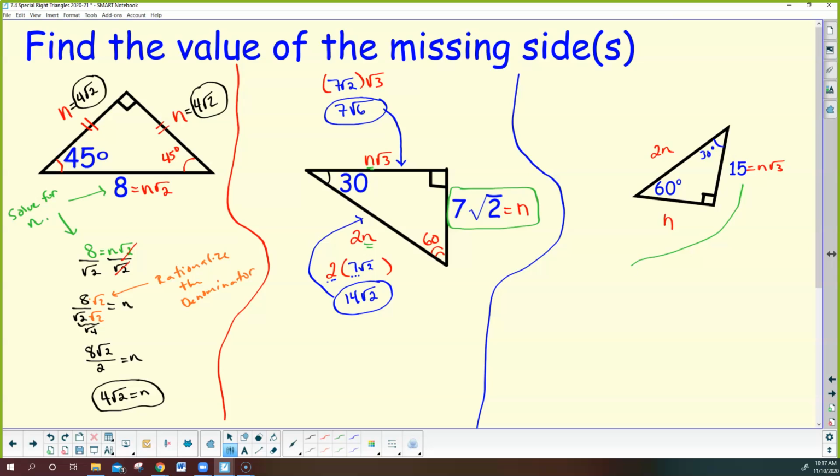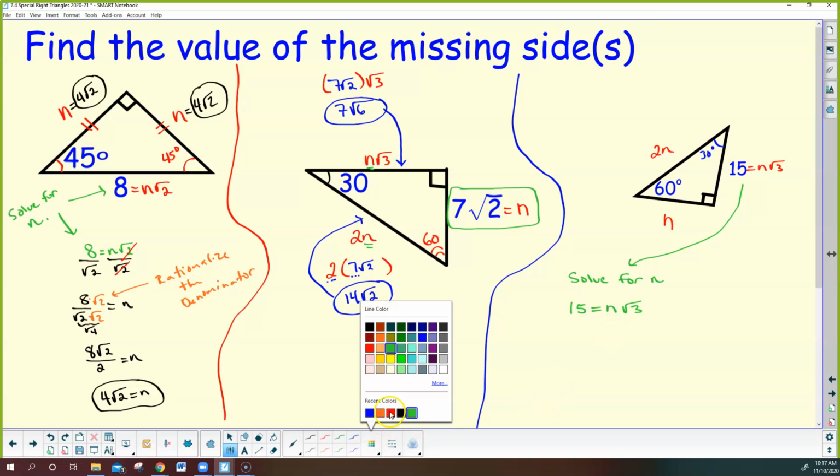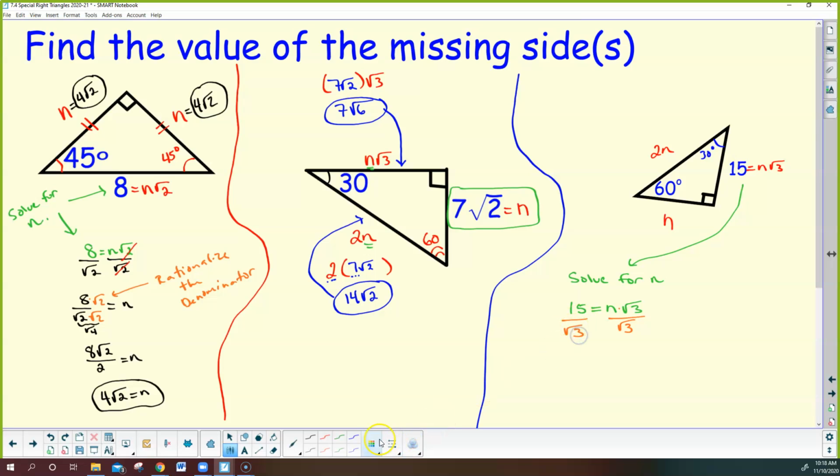So I don't have a lot of work. I'm going to just do it down here. I've got 15 equals n times the square root of 3. So what do we do? We have to undo the multiply by the square root of 3, which is just division. And then you'll notice the square roots of 3 reduce out. So you're left with n. But then I've got 15 divided by the square root of 3.